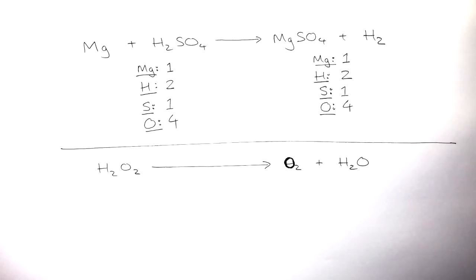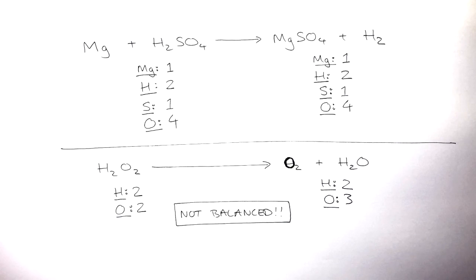Pause the video now to check if this equation is balanced. The answers will follow. Using this technique, we can see the symbol equation is not balanced because there are 3 oxygen atoms on the right and 2 oxygen atoms on the left. So we need to balance this equation.